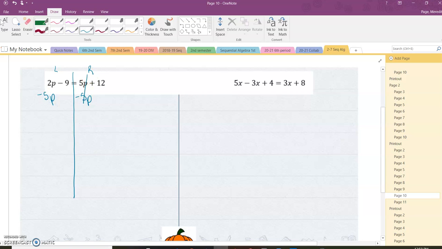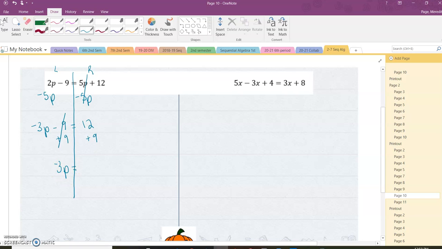5p's cancel. 2p minus 3p, grab a calculator if you need to, is negative 3p. Bring down a minus 9. We'll always be aware of what signs are in front of the term or the number, okay? And then it's equal to 12. I got a 2-step. So I want to move over that minus 9. So in order to move it to the other side, you have to add 9. Do add 9 to both sides because whatever you do to one side, you have to do to the other to keep it balanced. 9's cancel.